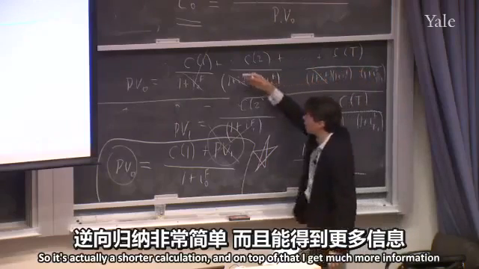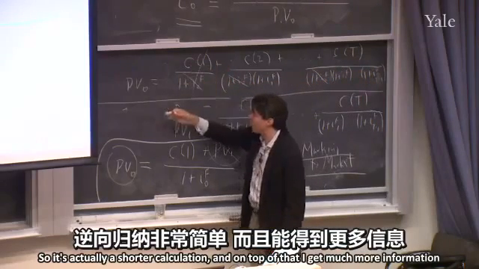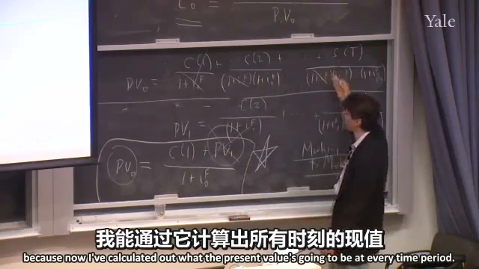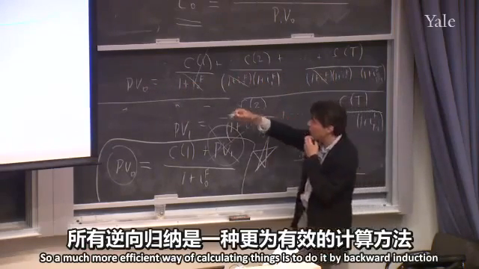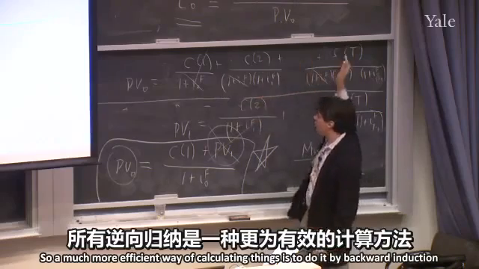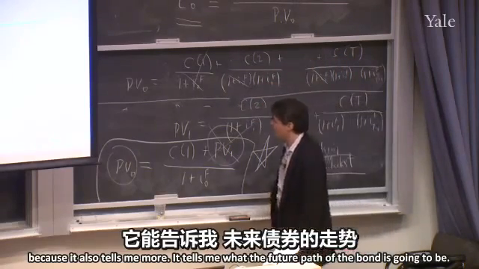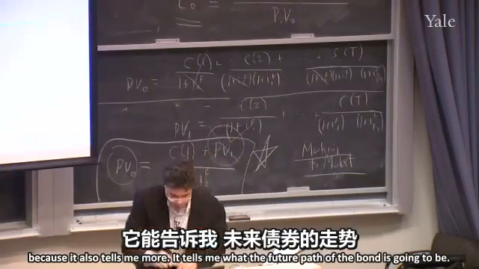So it's actually a shorter calculation. And on top of that, I get much more information, because now I've calculated out what the present value is going to be at every time period. So a much more efficient way of calculating things is to do it by backward induction, because it also tells me more. It tells me what the future path of the bond is going to be.